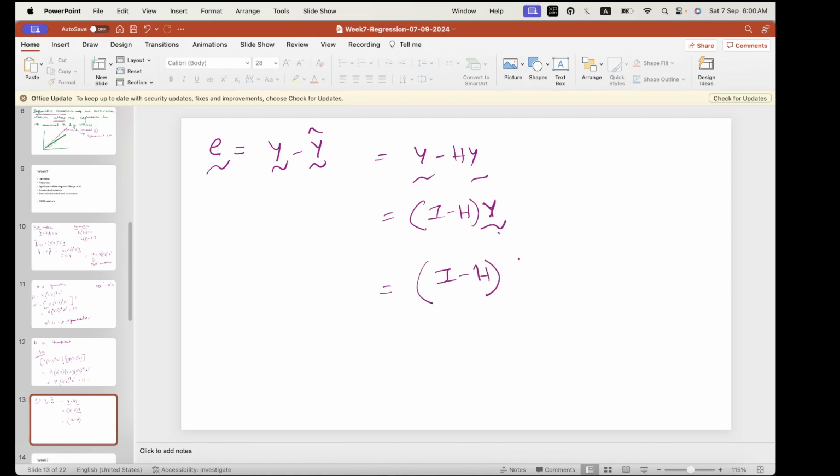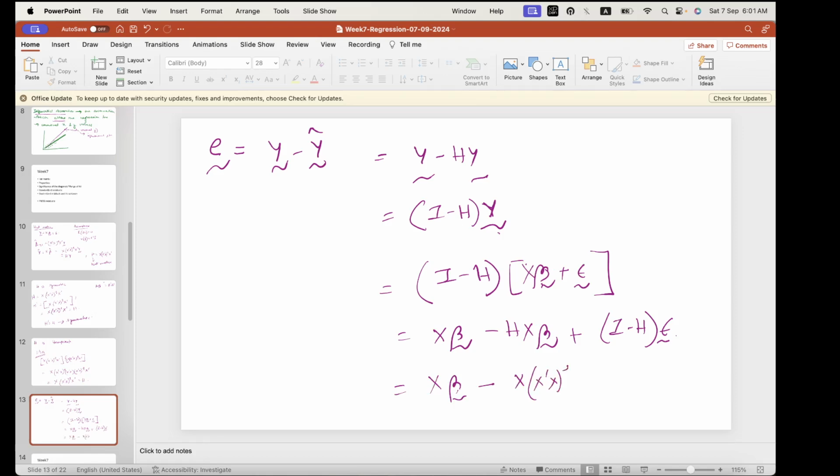So this then becomes (I − H)(Xβ + ε). Okay, so then this becomes Xβ − HXβ + (I − H)ε. So H times X becomes what? We write down Xβ minus X(XᵀX)⁻¹XᵀXβ plus (I − H)ε. So then this one and this one cancel, and Xβ becomes 0. So the residuals can broadly be written as (I − H) into ε.